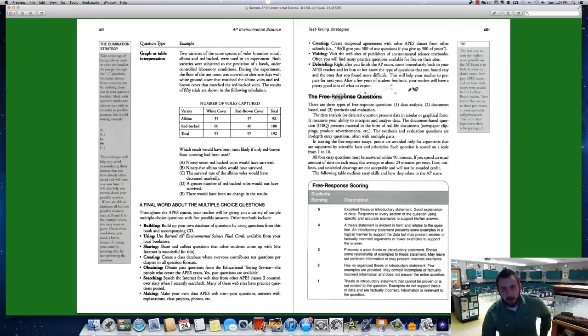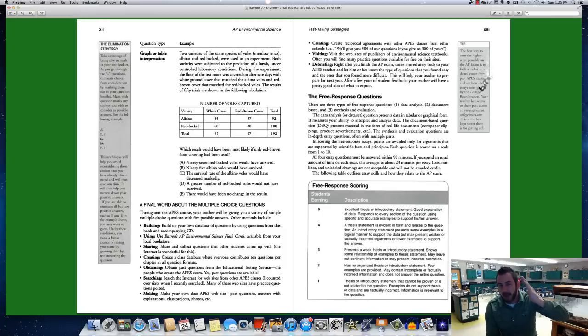Now, there are 3 different types of FRQ questions. One is data analysis. Number 2 is document-based issues. So there's a document, you've got to analyze it and then write about it. And number 3 is synthesis and evaluation. And usually they always have at least 1 data analysis, maybe 1 to 2 document-based, and then 1 to 2 synthesis and evaluation.